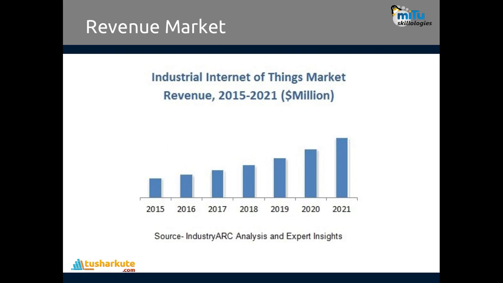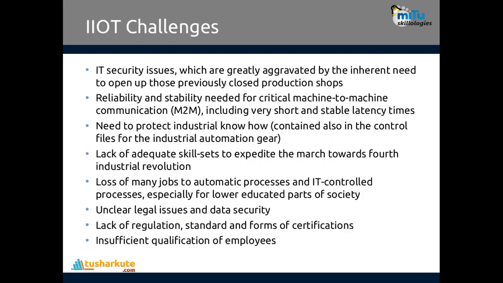From industrial analysis and expert insights, I've taken this one. Industrial Internet of Things market revenue from 2015 to 2021 is growing continuously. So obviously this is a novel technology which is achieving many advantages in the industry. It's growing fast, and it's a need of industry to implement IoT systems within their industries. So that's the achievement that we can take out of it.